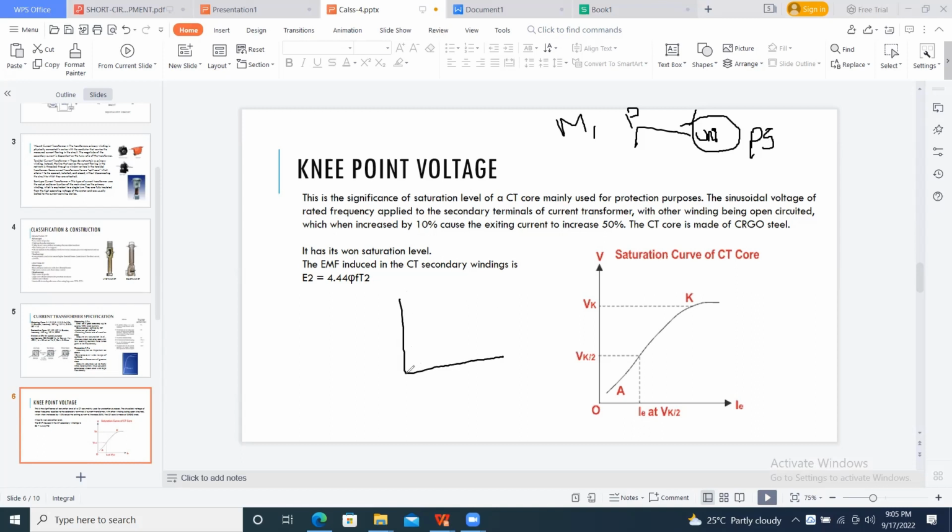Generally, when you increase the voltage, the excitation current also increases linearly. But after some point, when you increase the voltage by 10%, the excitation current increases by 50%. See, only a 10% change in the voltage, but the excitation current is increasing much more.